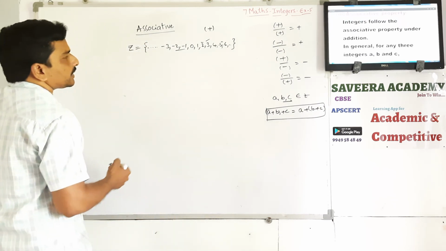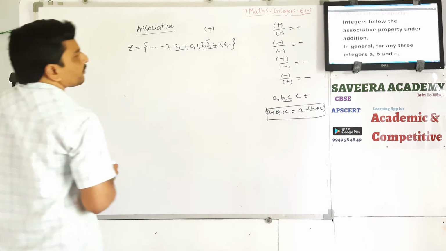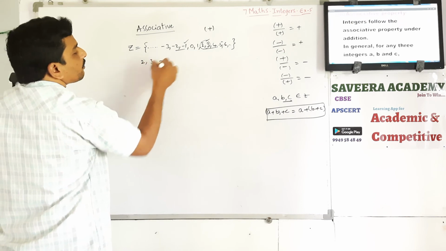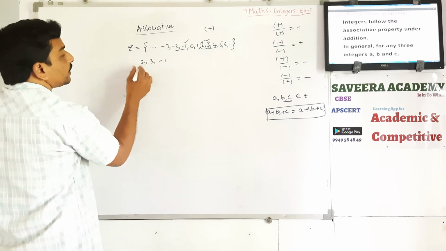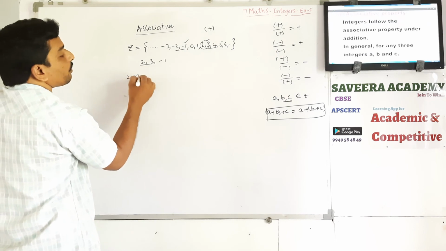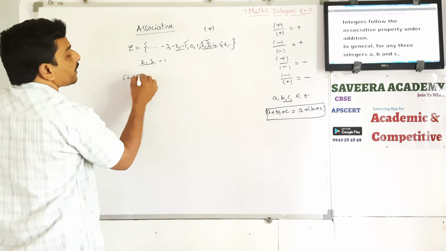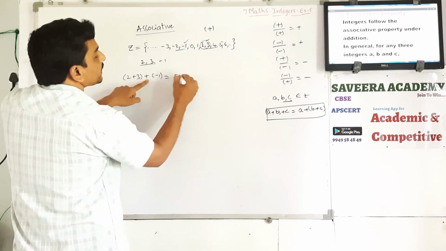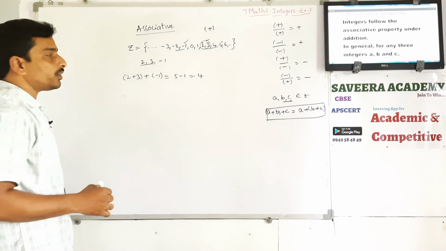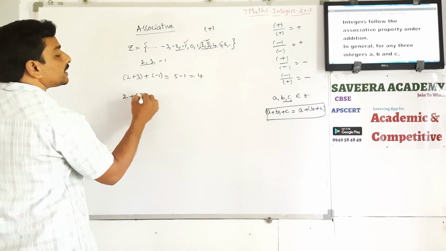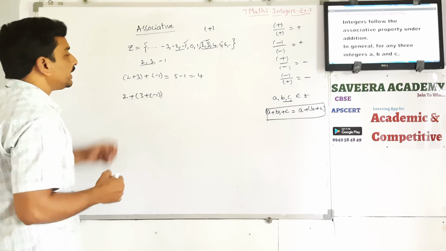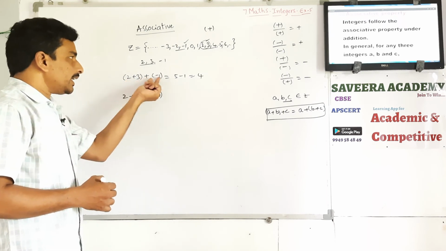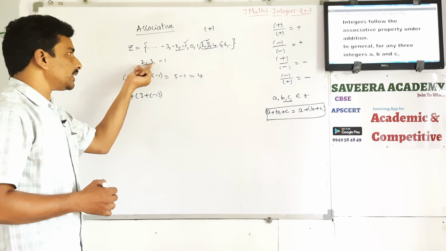Let us see some examples. Same examples, suppose 2, 3, 4 or 2, 3, minus 1. First of all, we add these two, 2 plus 3, then plus minus 1. This is equal to 2 plus 3, value 5, plus into minus, 5 minus 1, which is equal to 4. Here, first of all I have done this and then added this one. First I added these two things and then added minus 1.